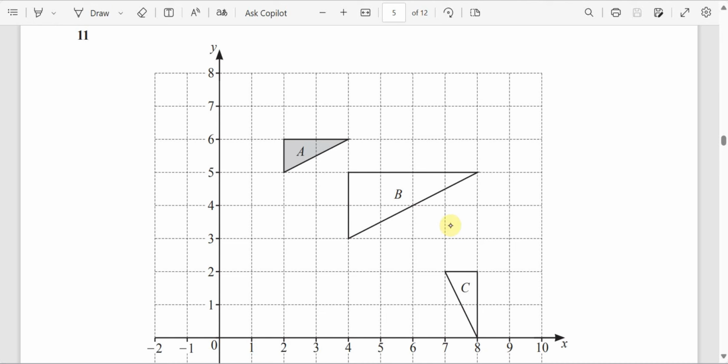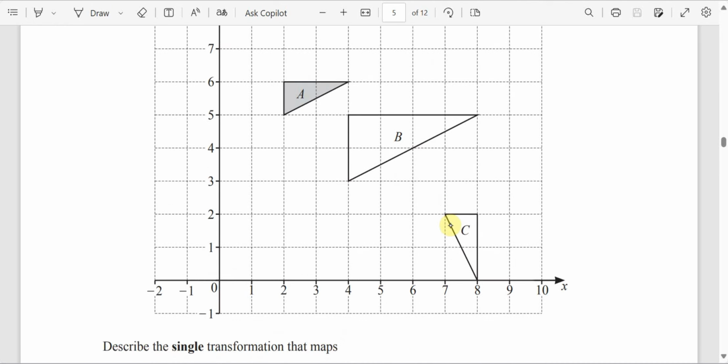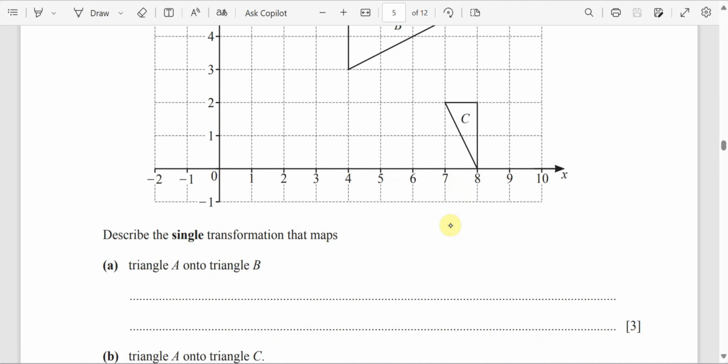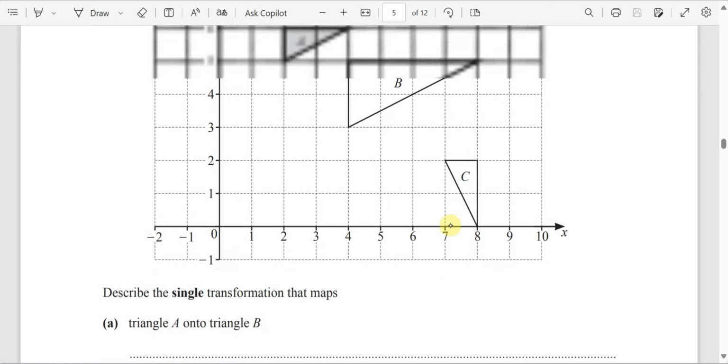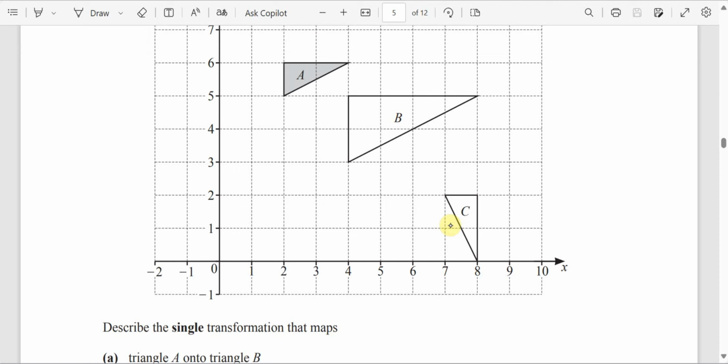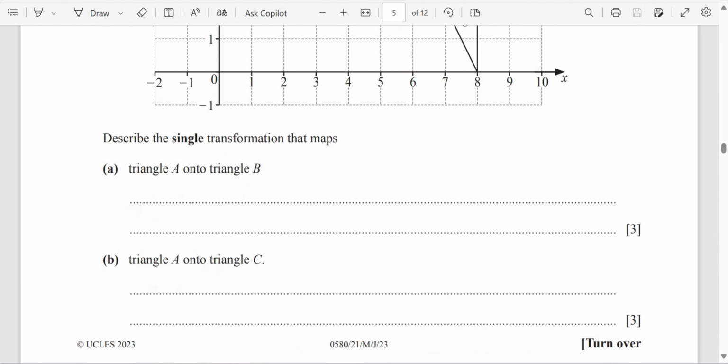So I move to question 11. Question 11 says, describe the single transformation that maps A onto B. So let's look at A onto B. If you look at A and B, you see clearly there that that is an enlargement. So that's the first thing we need to write, the name of the transformation. When you're asked to describe a transformation, the first thing you need to write is the name. So this is an enlargement.